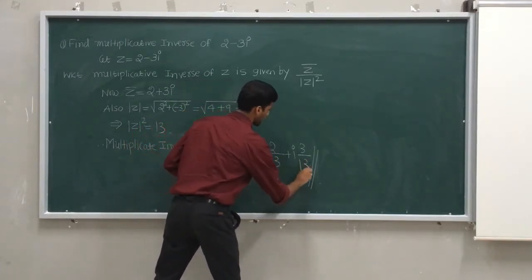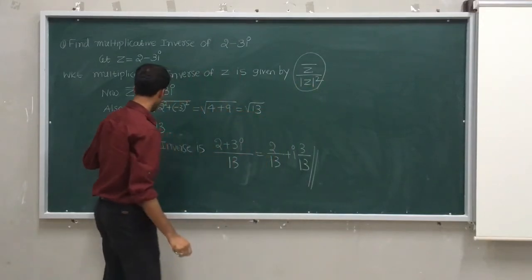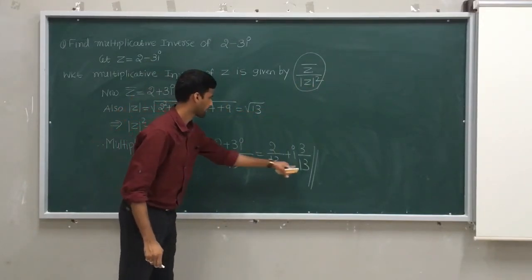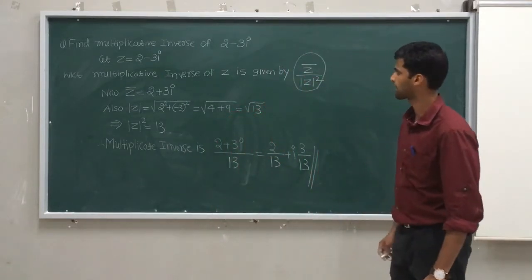I'm extremely sorry, because the formula itself says z bar by mod z square. So mod z square is 13. Therefore, this is the answer for the multiplicative inverse of the given question.